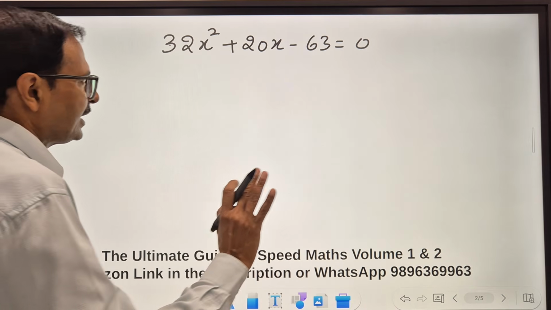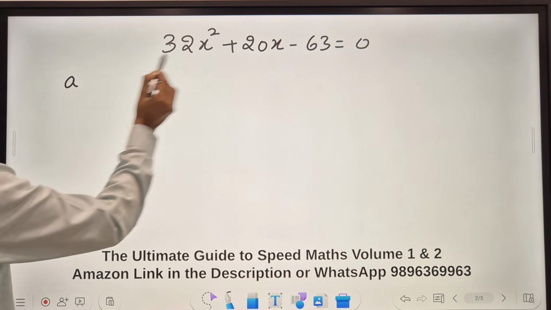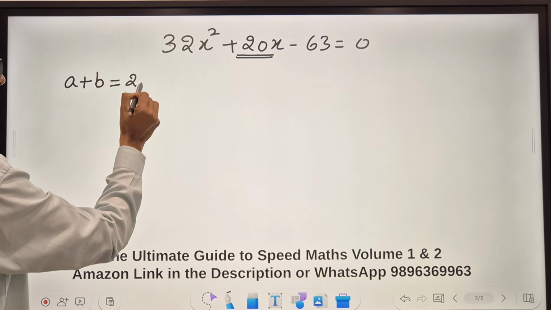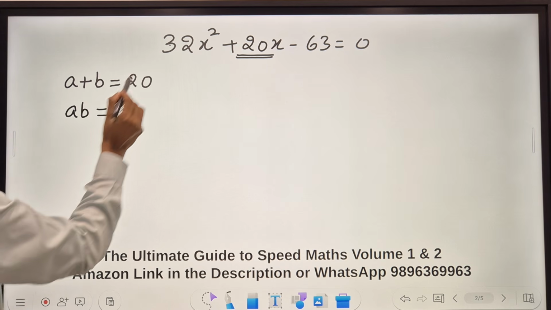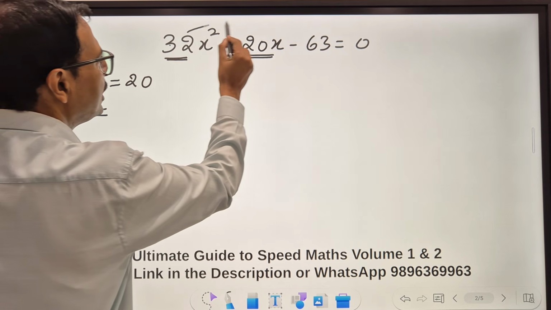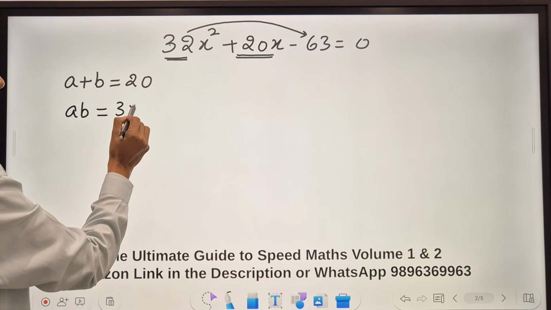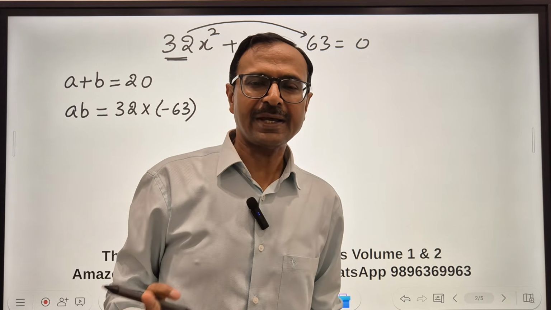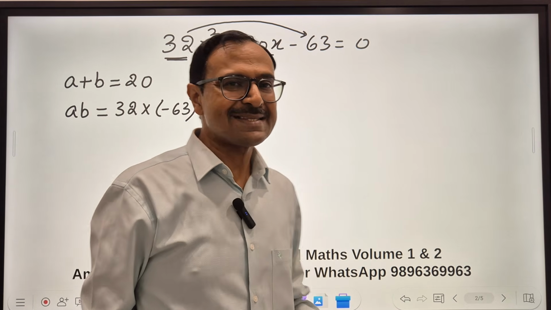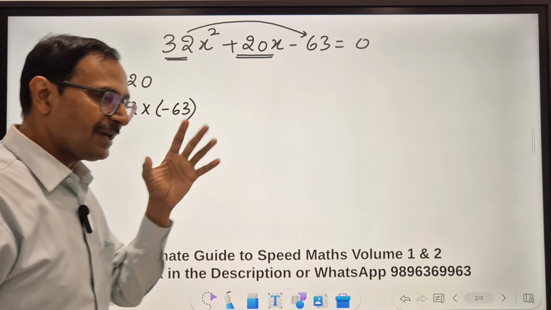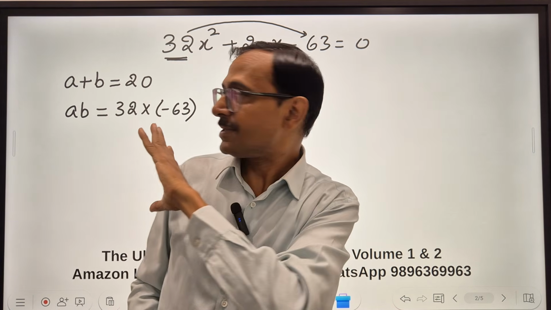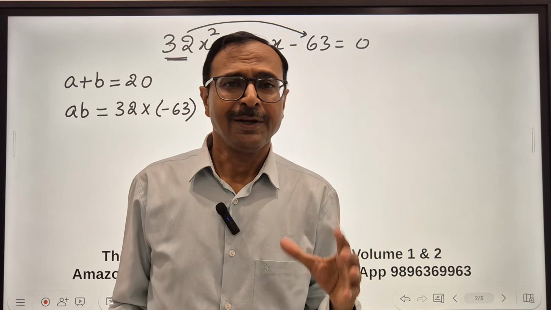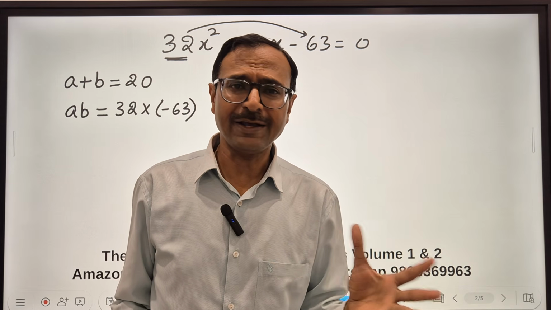See, I know one thing, that the middle term coefficient is plus 20, right? So I need two numbers whose sum is plus 20 and whose product is the product of the first coefficient, that is 32, times the last coefficient, that is negative 63. So the first error students make in cracking these quadratic equations is they multiply these two numbers, and therefore they get a big number, maybe in thousands. Here it is maybe more than 2000. So if you get such a big number, middle term splitting is awful. You can't actually do it.